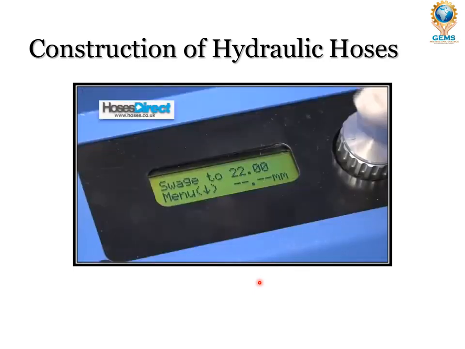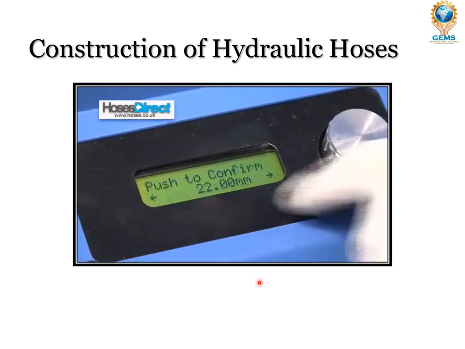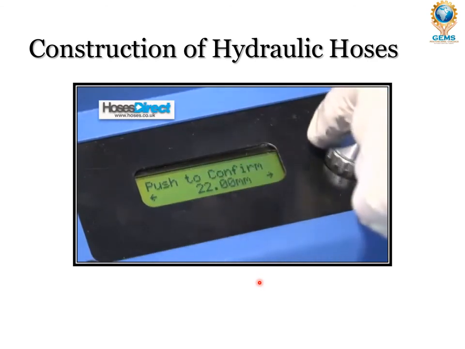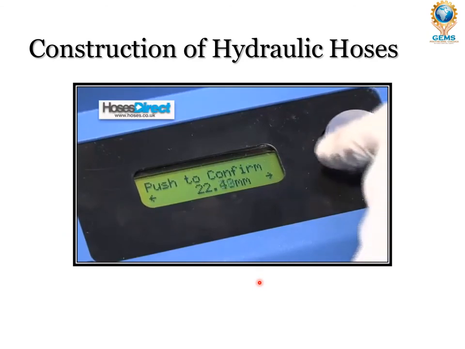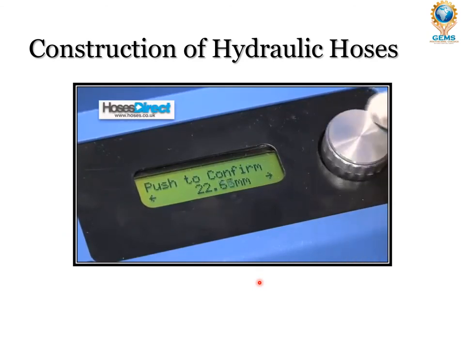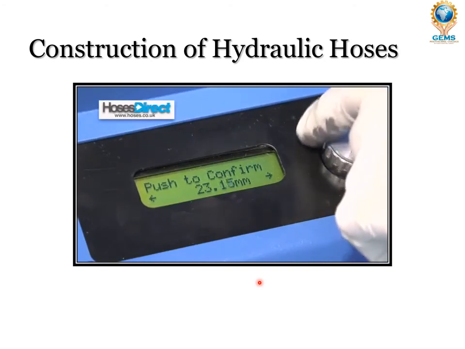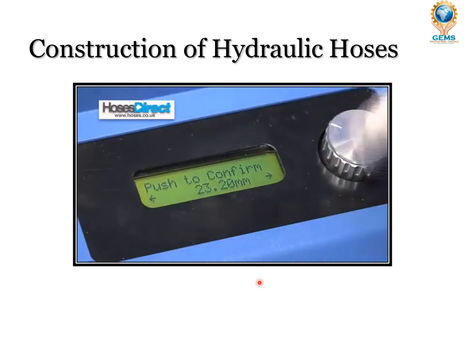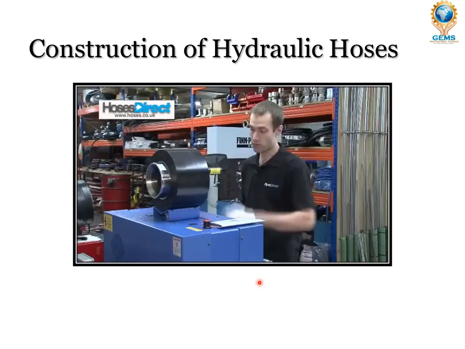Go onto the menu by pressing down on the control knob. Set diameter, again, press down, and then scroll around to 23.2. So scroll this all the way around until I get to the setting I need of 23.2. Okay, now I'll push down to confirm. It's telling me that I need 22 dies, which I've already got in.